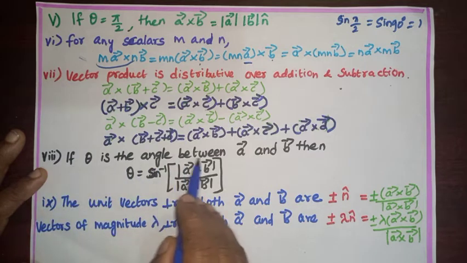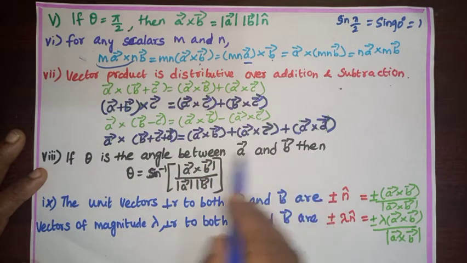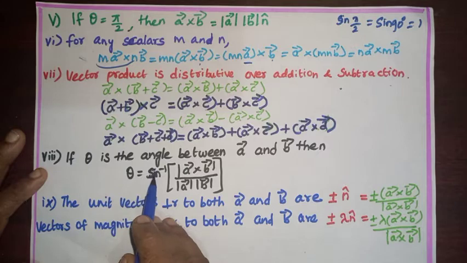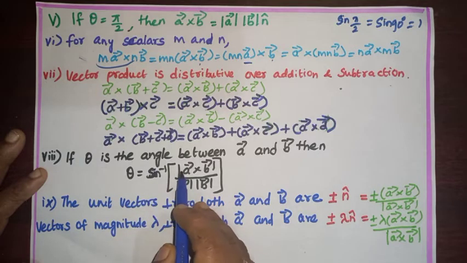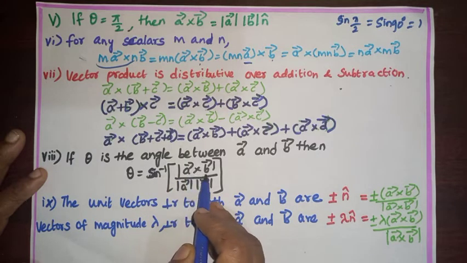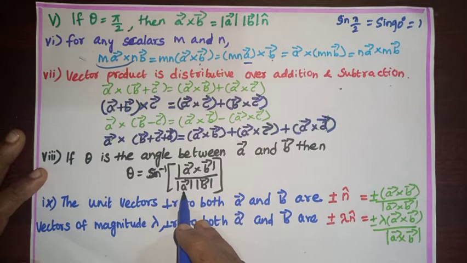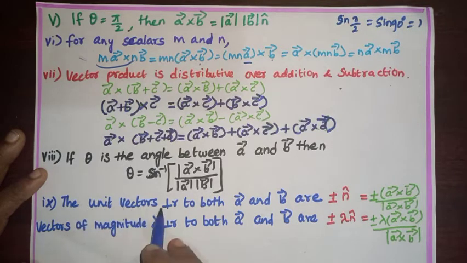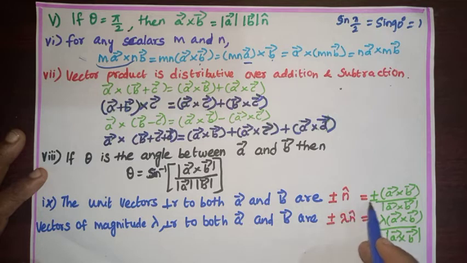If theta is the angle between vector A and vector B, then theta equal to sin inverse of magnitude of vector A cross vector B by magnitude of A vector, magnitude of B vector. The unit vectors perpendicular to both vector A and vector B are plus or minus n cap, which is equal to plus or minus vector A cross vector B by magnitude of vector A cross vector B.